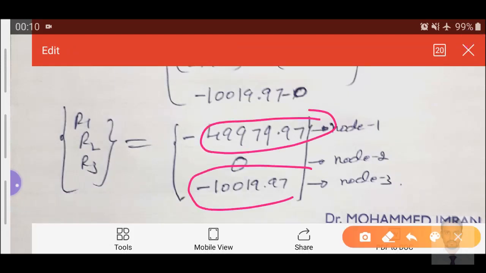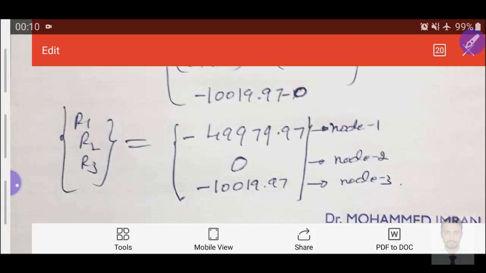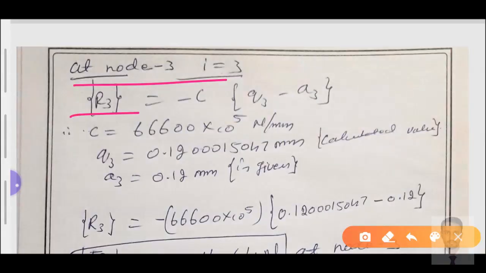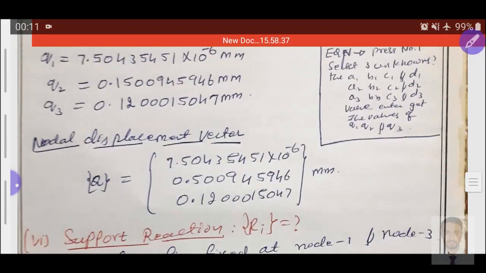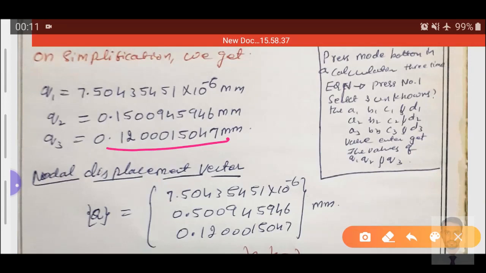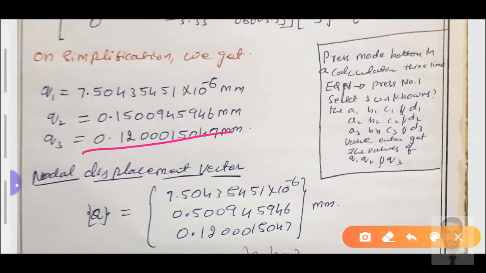Similarly at node number 3, now you remember this value, 10,019, approximately this value we need to get, right? i equals 3, R3 equals minus C q3 A3. The penalty value we found is 66600 into 10 to the power of 5 Newton per millimeter, and the q value we found is 0.1200015047. So why have we taken this many decimals? This is the reason he has given this 0.12. This is the difference that we have. So for this calculated value, we need to write all these decimals, it is very important. Now you got the idea why I have written all these decimals, right?